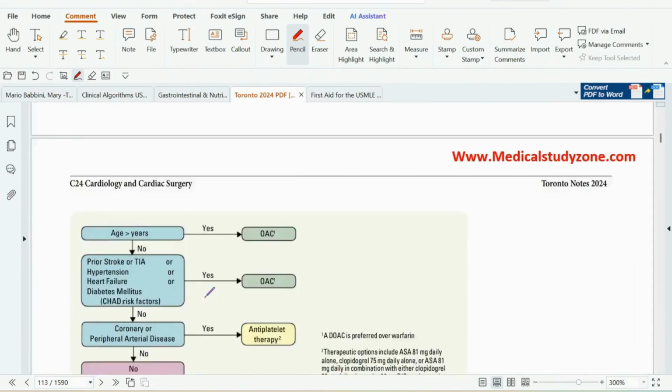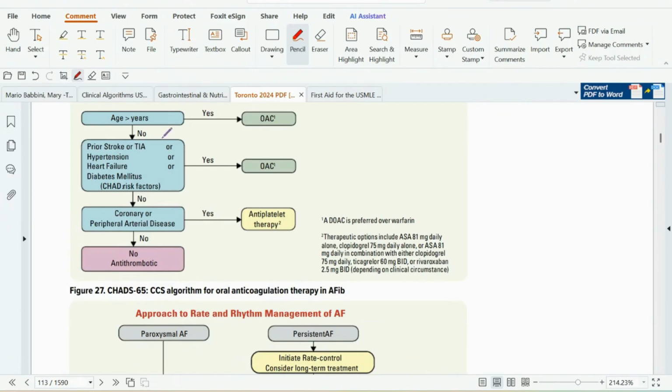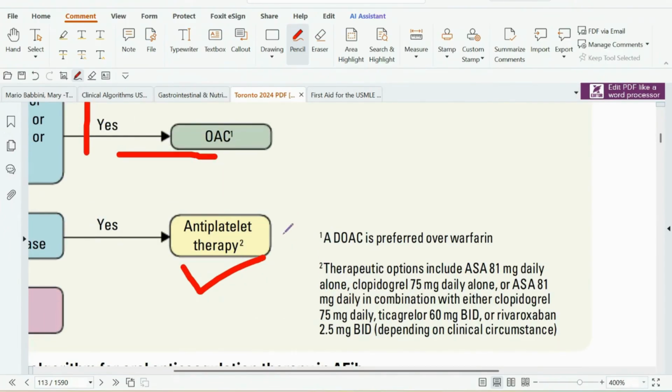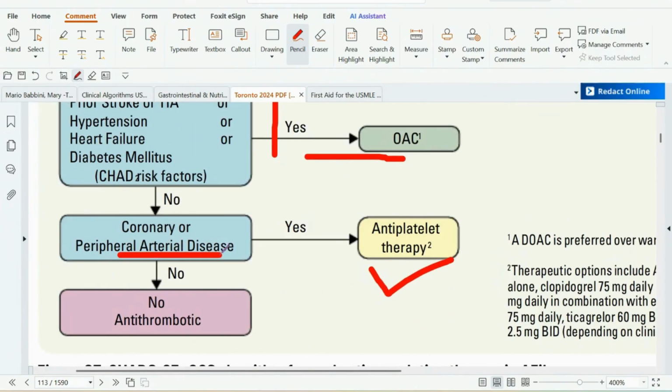Now, this is the sort of protocol that they've given you. Let's just review it. This is just CHADS scoring, right? And when do you actually start what sort of therapy? If they're high in age, that means they're greater than 75, I can start oral anticoagulation. If they meet all this, yes, I can start anticoagulation. But if they have an existing coronary or peripheral arterial disease, I may have to start antiplatelet therapy. For example, clopidogrel, prasugrel, right? All that. So when do you move away from oral anticoagulation to antiplatelet? If they already have a PAD or a CAD in their system.